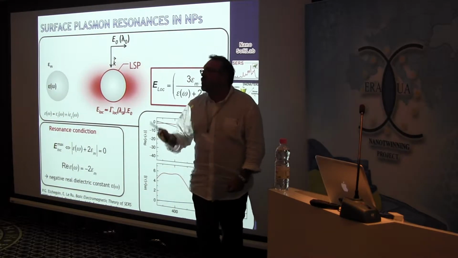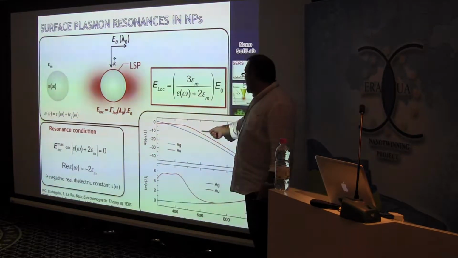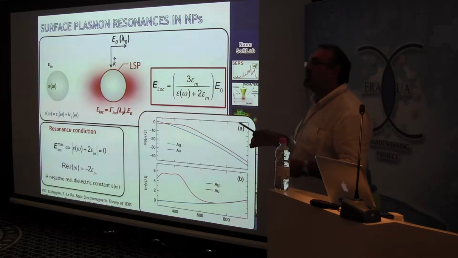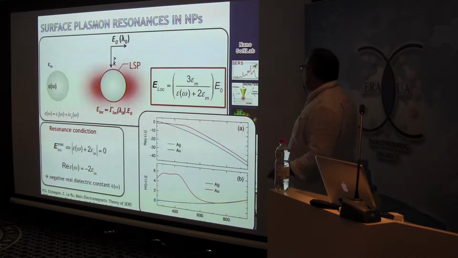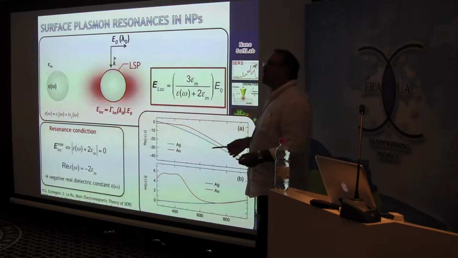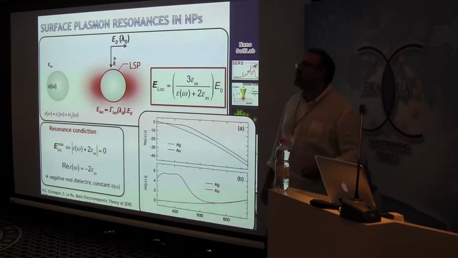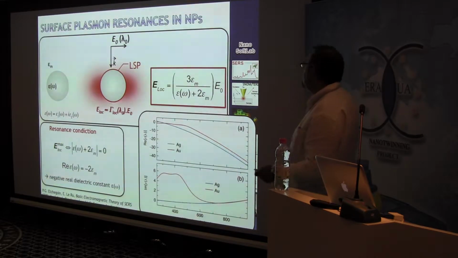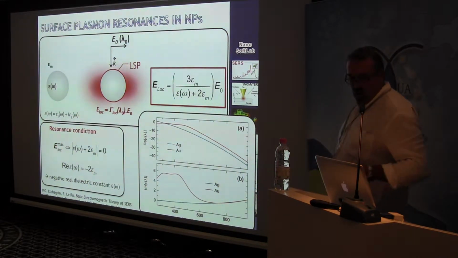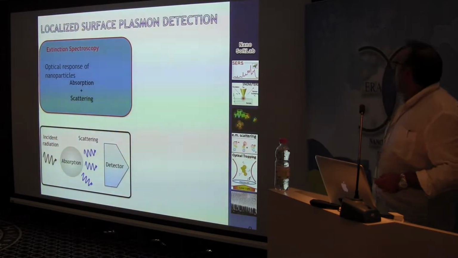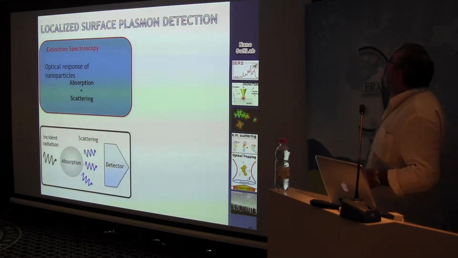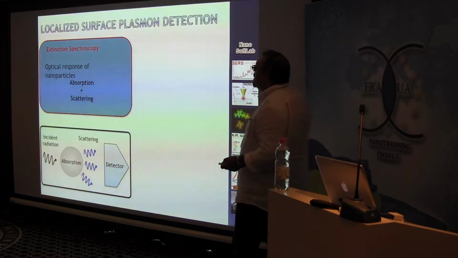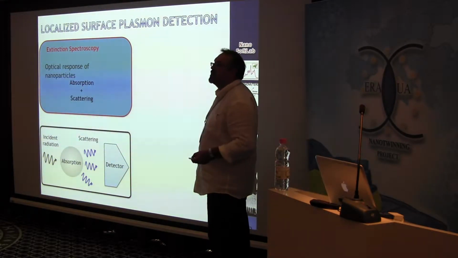Of course, in order to do this, you need materials that allow this condition to be fulfilled. And these, as we saw before, are silver, gold, copper, aluminum, in the different parts of the spectrum. We always prefer gold because it's very stable. There is much technology to fabricate gold nanoantennas and so forth.